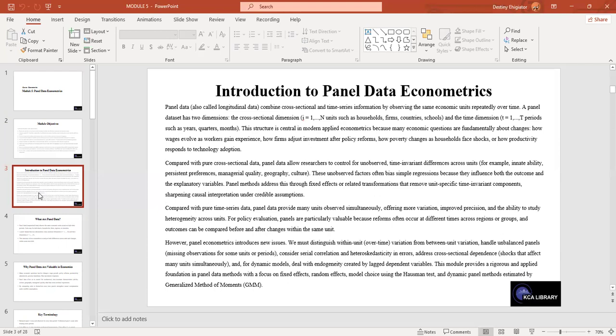This module provides a rigorous and applied foundation in panel data methods with a focus on fixed effects, random effects, model choice using the Hausman test, and dynamic panel methods estimated by the generalized method of moments, GMM.